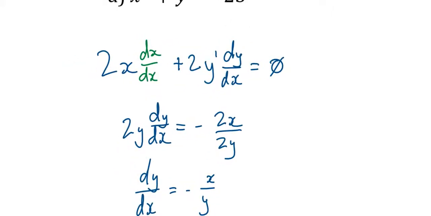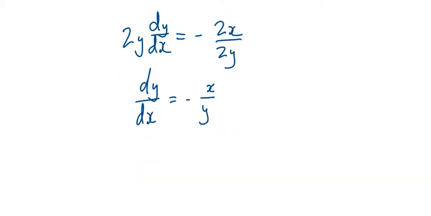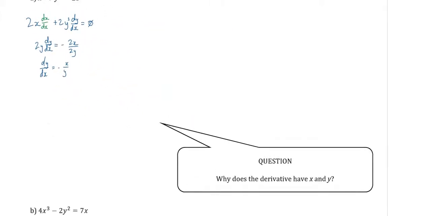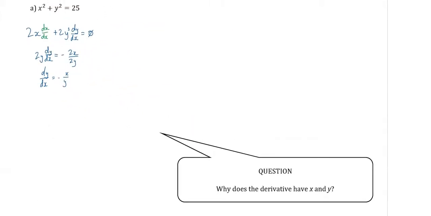So that one's done. There's a little question here. Why does the derivative have both x and y in it? It's a bit of a strange question maybe because, well, that's how the algebra worked out. What kind of a question is that? But I want you to think about what the derivative is, what it does, how we've used it, and see if we can think about that in a different context.